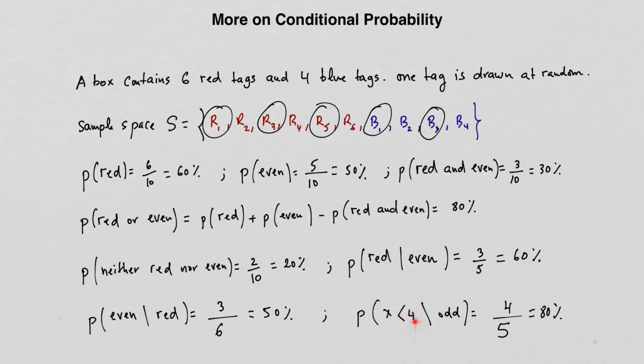Out of the odd ones, how many of them have a number less than 4? And there is this one, and that one, and that one. So this is an exception. So it's 4 out of 5, which is 80%. Okay? Good.